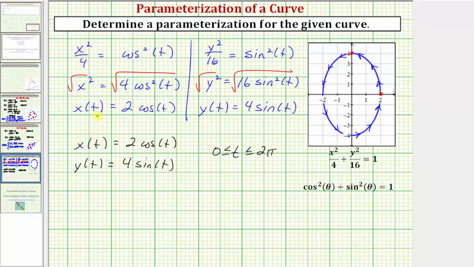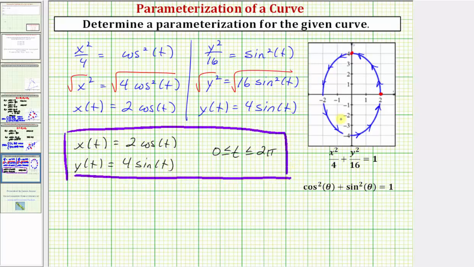So here's a possible parameterization for the curve with the given orientation. But let's also write this as a vector valued function. We could say the vector valued function r of t would have an x component of 2 cosine t and a y component of 4 sine t, again where t would be on the closed interval from 0 to 2 pi.